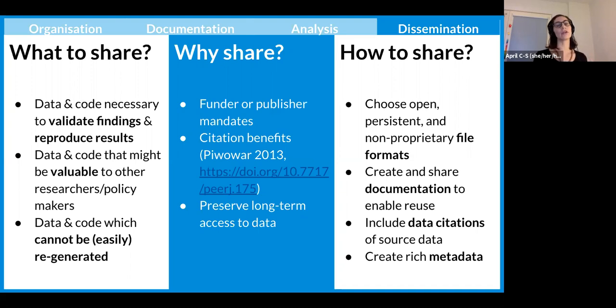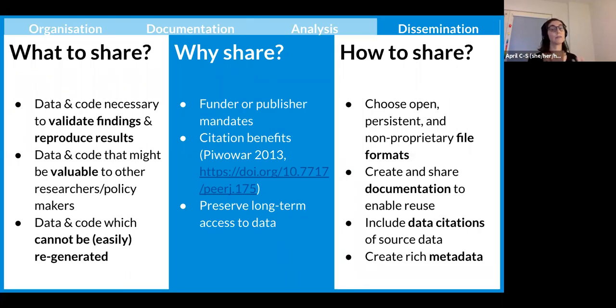So in general, when you're thinking about sharing, as much as possible, choose open formats. Use non-proprietary formats. This allows other people to reuse your data without having to buy a license. And it also ensures that if the company that creates that proprietary format goes out of business or becomes obsolete, people can continue to reuse it.